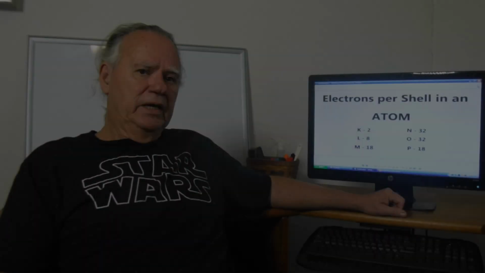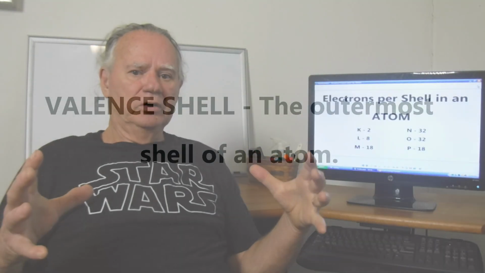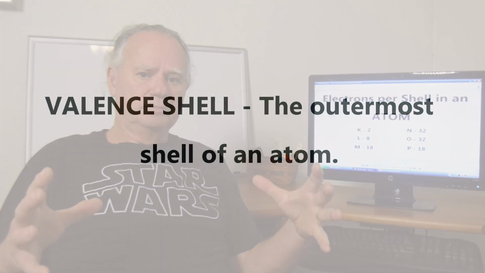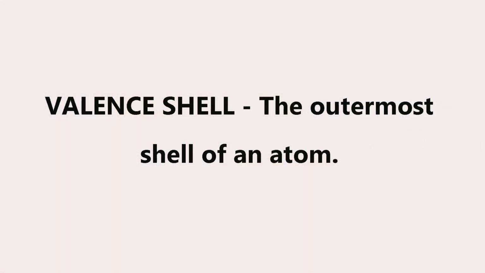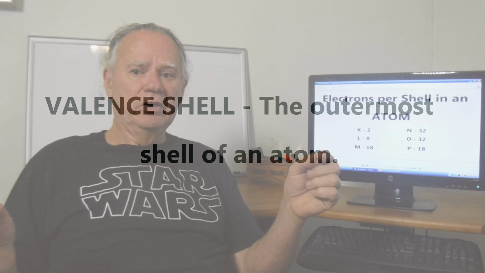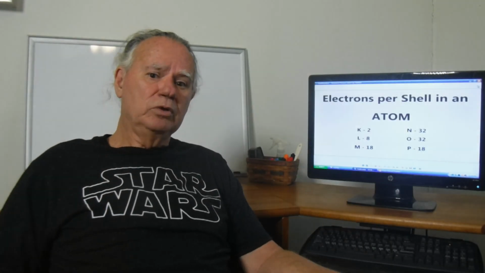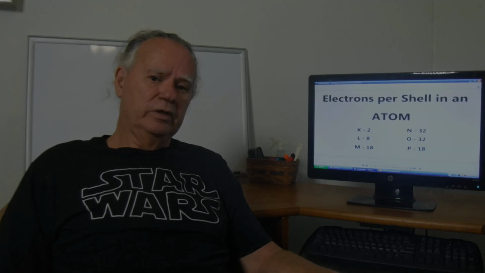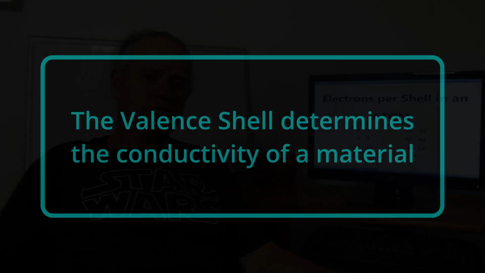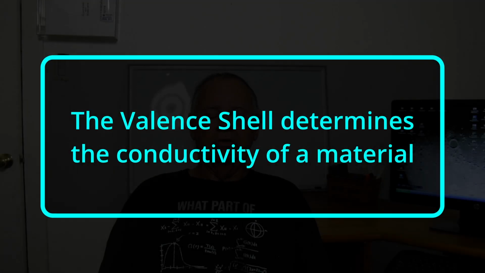And the outside shell, the outermost shell, is called the valence shell. And the valence shell is where the electrons get the most distance away from the nucleus. And the further it is away from the nucleus, the easier it is to move. So when we move electrons, it's always going to be the electrons in the valence shell. Valence shell and why it's so important.